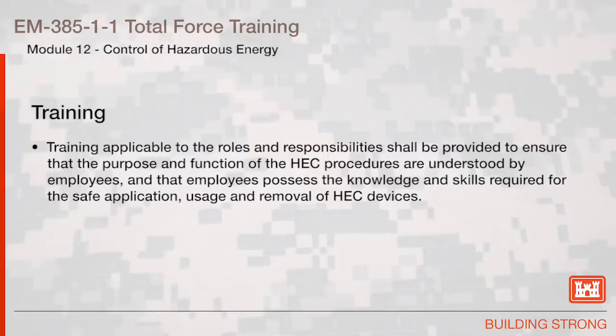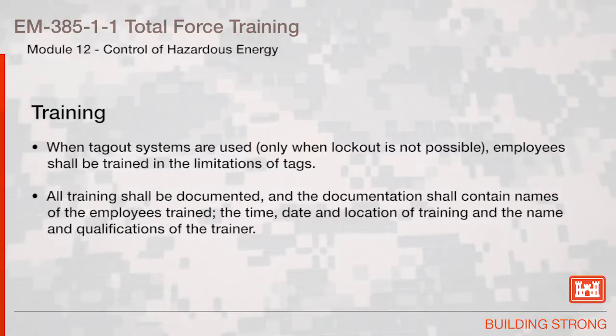Training applicable to the roles and responsibilities shall be provided to ensure that the purpose and function of the hazardous energy control procedures are understood by employees and that employees possess the knowledge and skills required for the safe application, usage, and removal of hazardous energy control devices. When tagout systems are used, only when lockout is not possible, employees shall be trained in the limitations of tags. All training shall be documented, and the documentation shall contain the names of the employees trained, the time, date, and location of the training, the name and qualifications of the trainer.